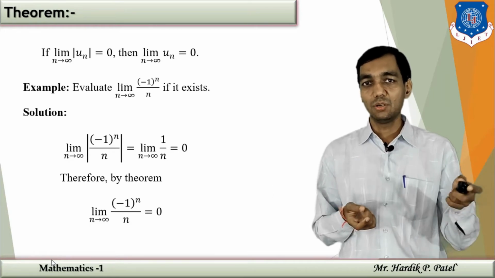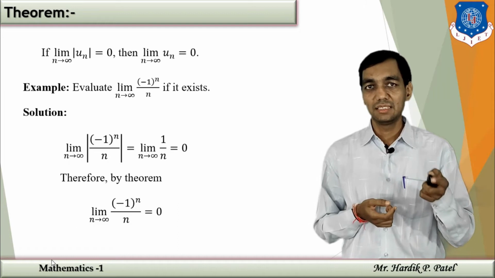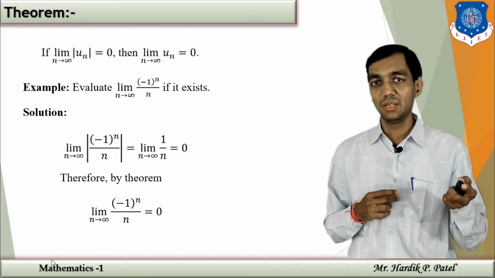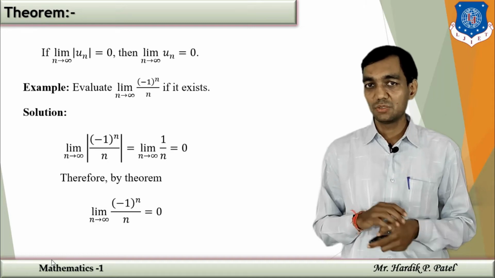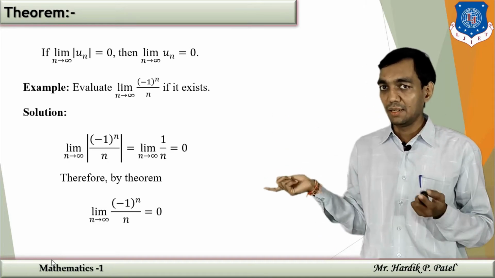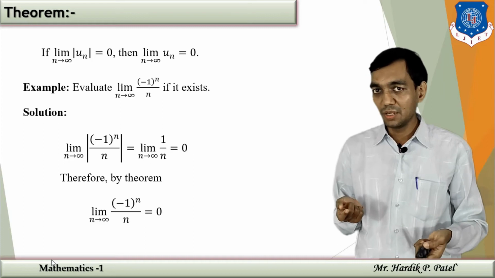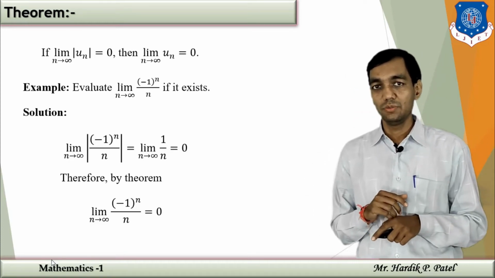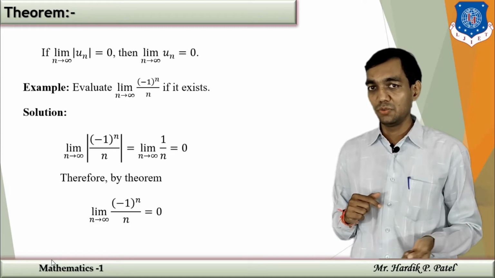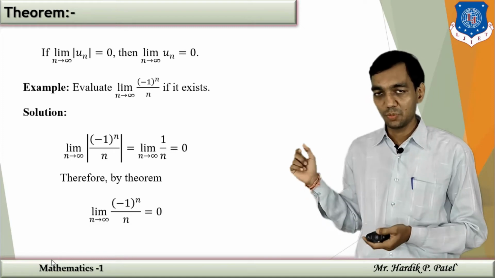So we are going to check out one example. Find the limit, if it exists, for the limit as n tends to infinity of (-1)^n upon n. So here your u_n is (-1)^n upon n, and we are going to apply the limit as n tends to infinity. Before that, we are going to take the modulus. So the limit as n tends to infinity of the modulus of (-1)^n upon n.